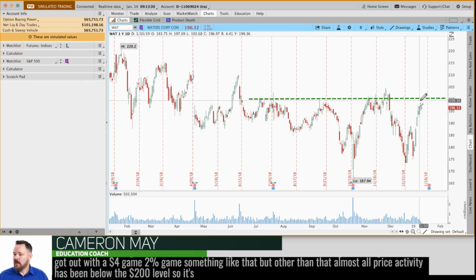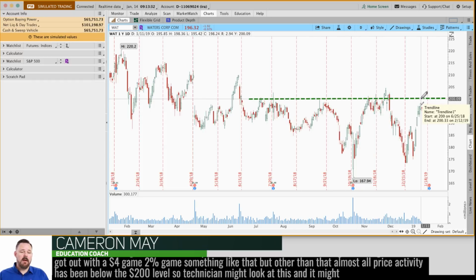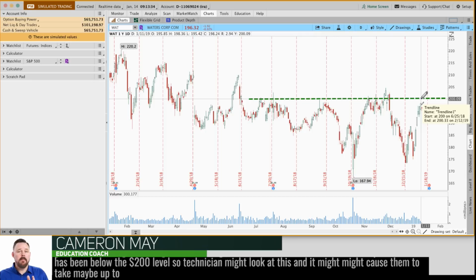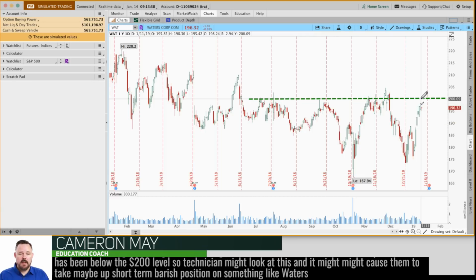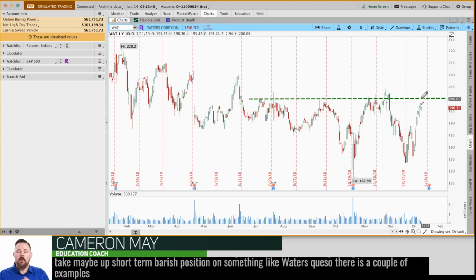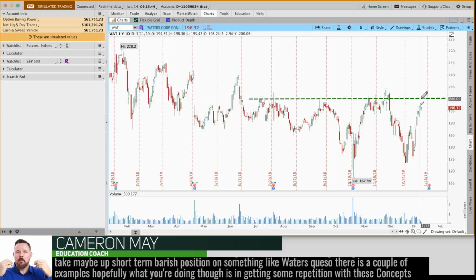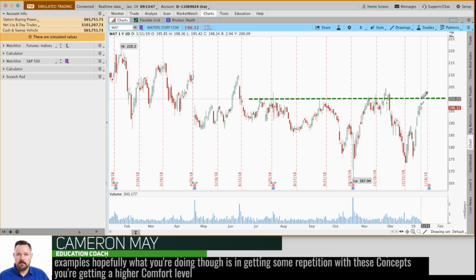So a technician might look at this, and it might cause them to take maybe a short-term bearish position on something like Waters. Okay, so there's a couple of examples. Hopefully what you're doing, though, is in getting some repetition with these concepts, you're getting a higher comfort level with the identification of support and resistance.